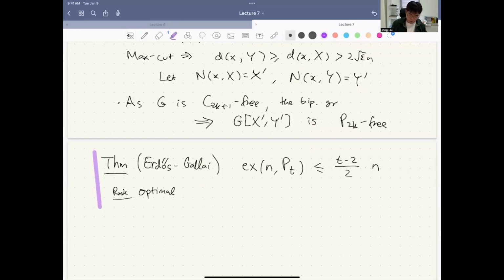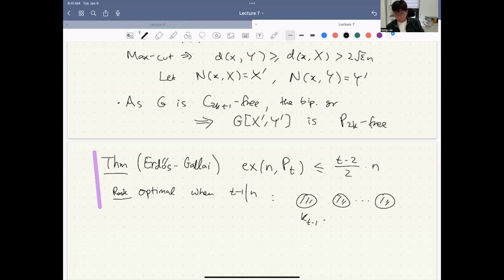So I should have mentioned this separately before. This is optimal when T minus 1 divides n, because your graph G could be just a disjoint union of cliques on T minus 1 vertices, n over T minus 1 many. Okay, this graph has this many edges. Obviously, there's no path with T vertices.